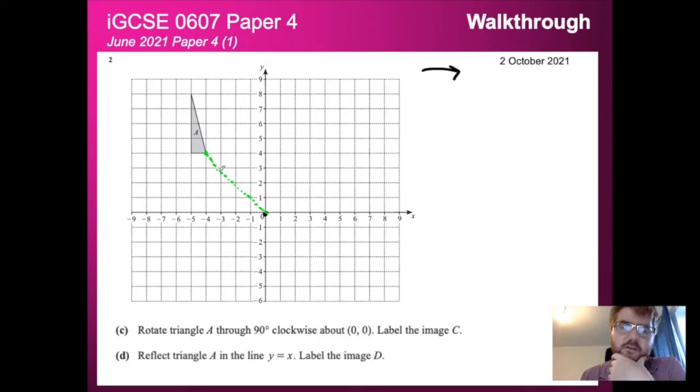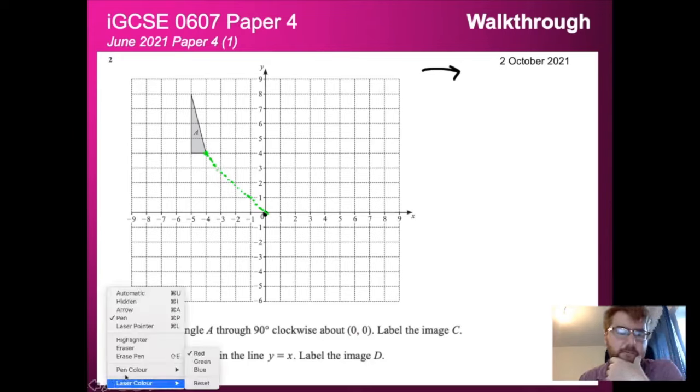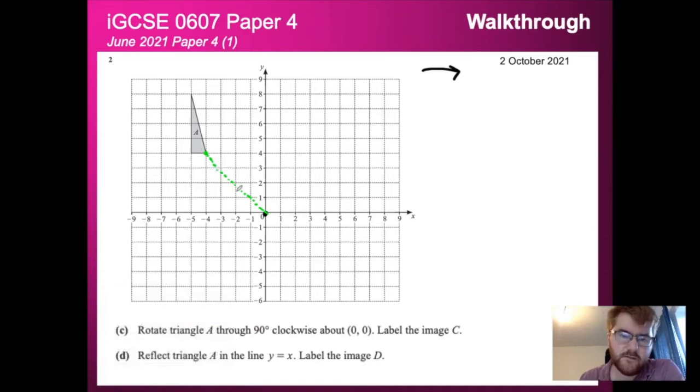And if we actually look at the gradient of this line, so when I say the gradient, I mean the change in y over the change in x. Hopefully we can see here that we are actually going downwards, so therefore the gradient is 1 divided by 1, but it's going to be a negative. So the gradient of this line is equal to -1.